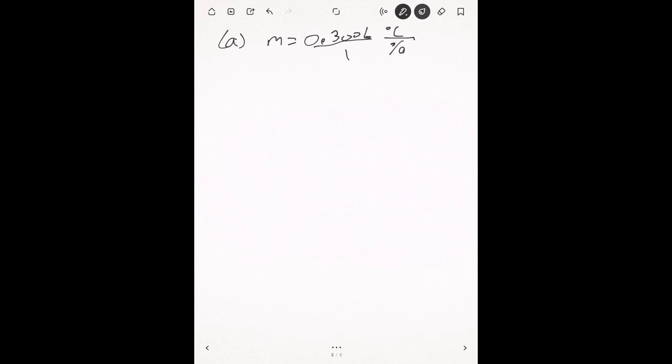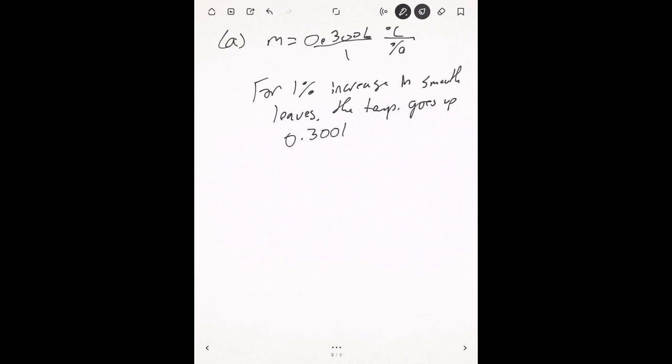So what we would say here is, for 1% increase in smooth leaves, the temperature goes up 0.3006 degrees Celsius. It goes up roughly 1/3 of a degree Celsius. That's all that this implies. If I increase 1% of my smoothed edge leaves, then my temperature goes up roughly 1/3 of a degree.